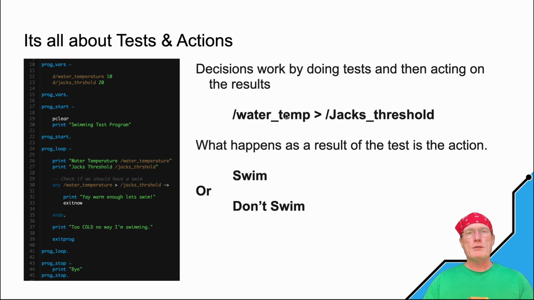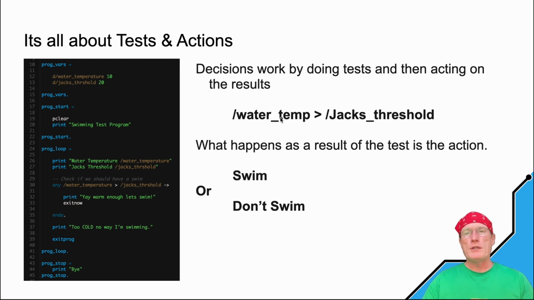Now what we're going to do is turn this swimming scenario into basically a little program, and that's this code over here. We'll have a closer look at that later on. But for now, let's just look at the testing process. Here I've got a water temperature variable and a Jack's threshold variable. What this test is doing is deciding whether the water temperature is greater than Jack's threshold. And the result can be either true or false.